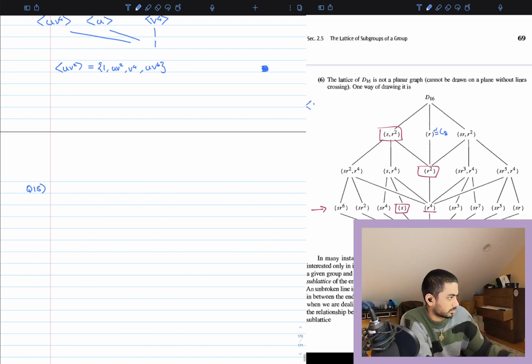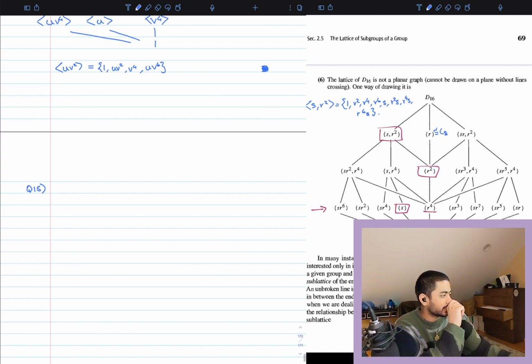So the group generated by S and R squared, what does it have? It's got 1. It's got R squared, R to the 4, R to the 6. It's got S. It's got R squared S, R to the 4S, R to the 6S. My hypothesis is that this is isomorphic to D8.